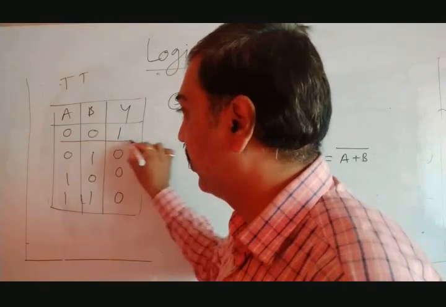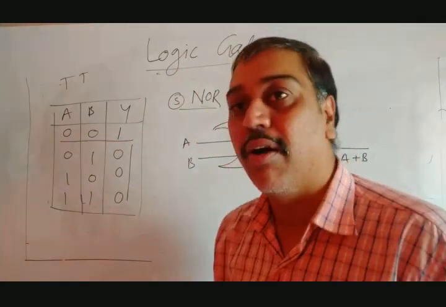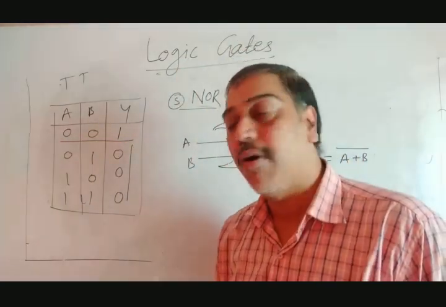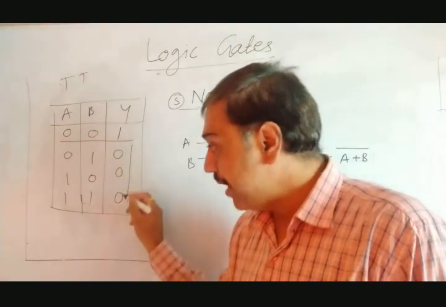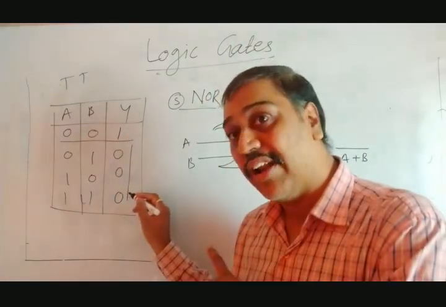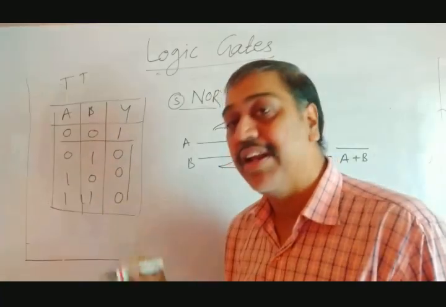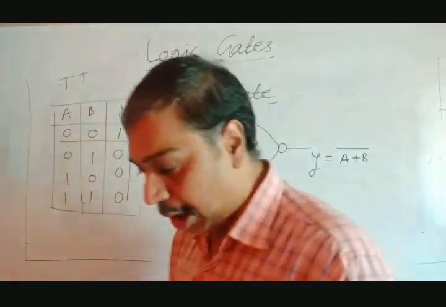Exactly, these conditions are opposite to those of the OR gate. In the case of the OR gate, 0 0 gives 0 and the remaining are 1. But this is the NOR gate: 0 0 gives 1 and the remaining are 0. That is nothing but a NOR gate.